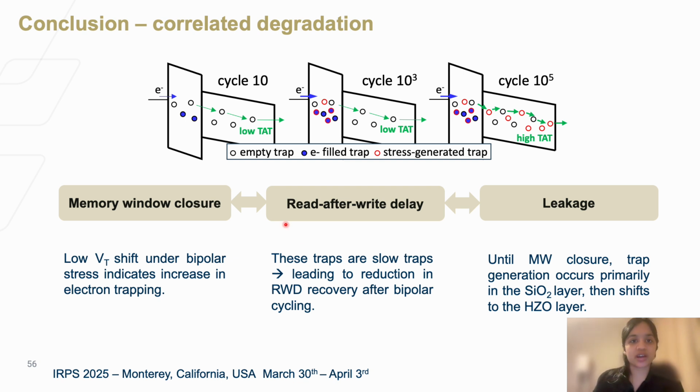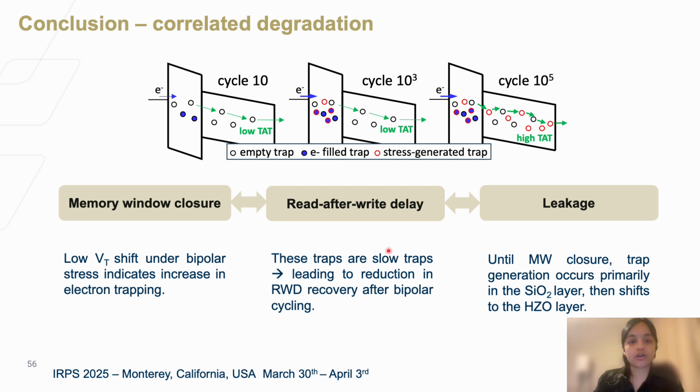So now let's put all of this understanding together. We saw that as we cycle the device under bipolar stress, we see memory window closure. That is, the low VT shift under bipolar stress indicates increase in electron trapping. Now that's what we observed with memory window closure. Now we put that along with the read after write delay effects. We see that the traps that are generated that close the memory window are also slow traps that lead to a reduction in the read after write delay recovery of the memory window upon bipolar stress cycling. And along with that, we looked at leakage, and we saw that the traps that are being generated that are leading to these two effects are mainly localized to the IL layer of the device.